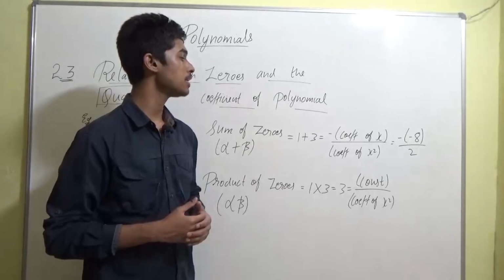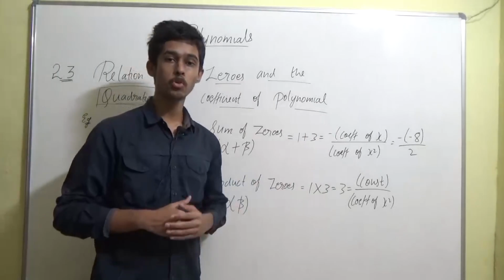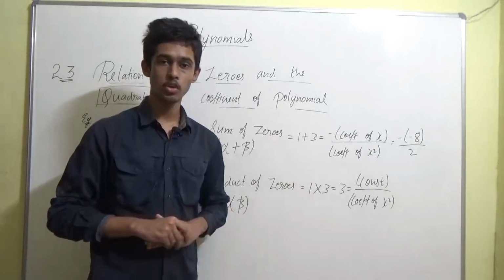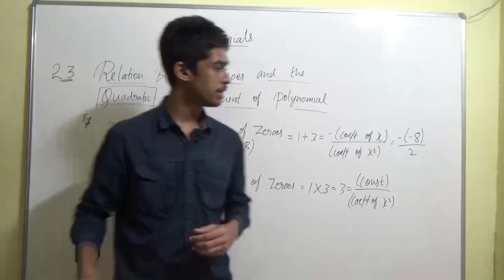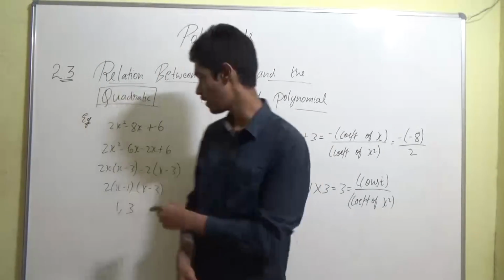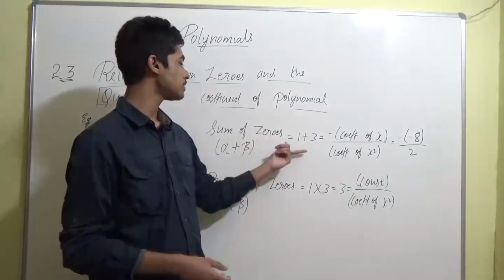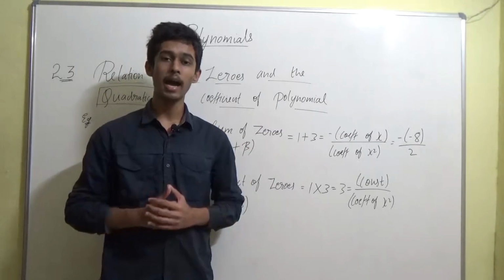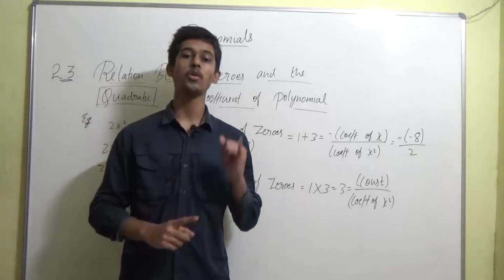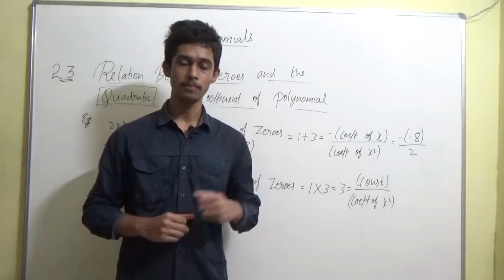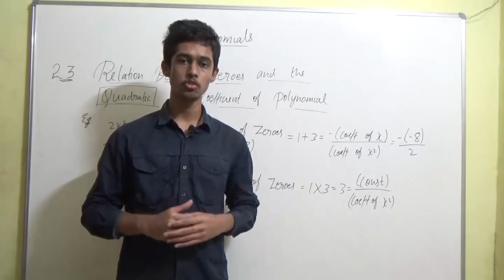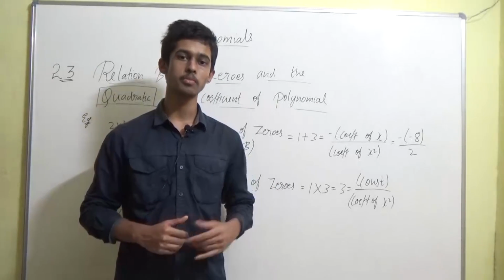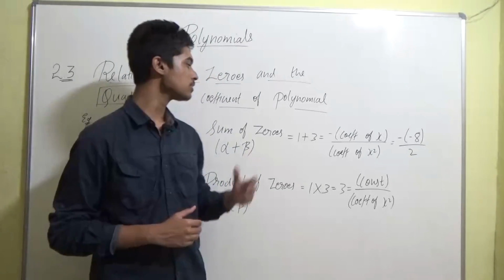What is minus b by a? That is minus the coefficient of x by the coefficient of x square. For example, here the zeros are 1 and 3. When you add the zeros, that is the sum of zeros, that is alpha plus beta. As I said, in linear we are going to assume the zero to be alpha, in quadratic we are going to assume the zeros to be alpha and beta, and in cubic we are going to assume the zeros to be alpha, beta and gamma.